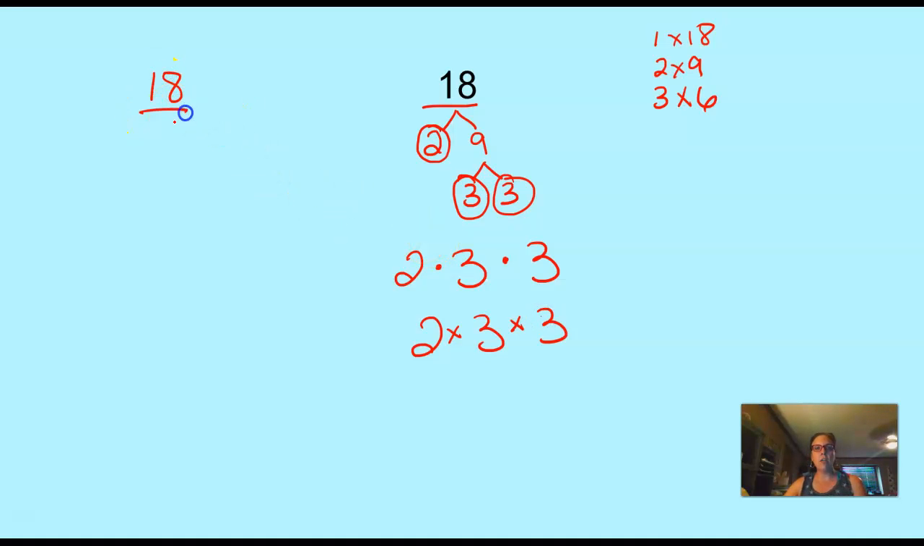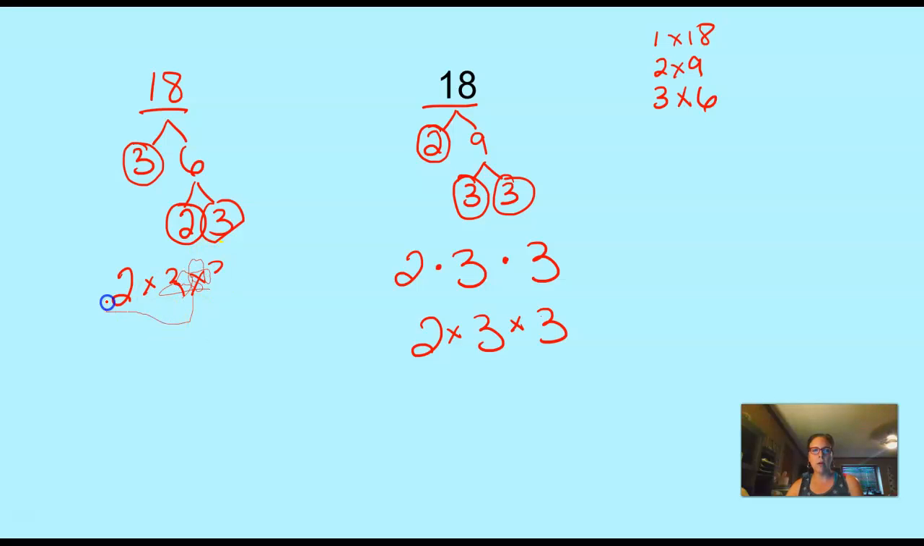If you started with the 3 and 6, you would have ended up with the exact same answer. 3 is prime. 2 times 3 is 6. You would have had 3 times 2 times 3, which is the same thing. I always write it least to greatest. Whoops. Whoa. Oh boy, look at my pen. It's gone crazy. 2 times 3 times 3. Okay? All right, one more example.